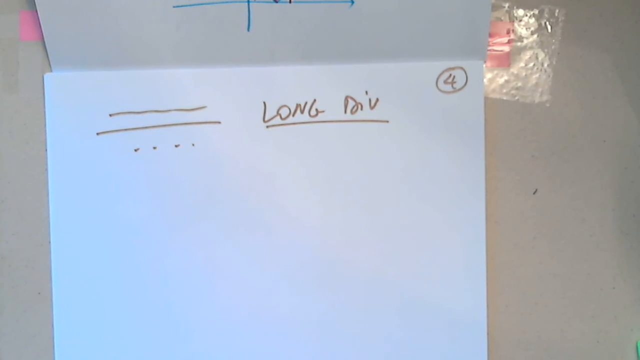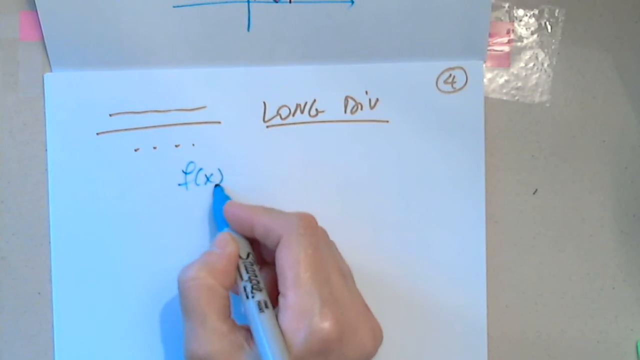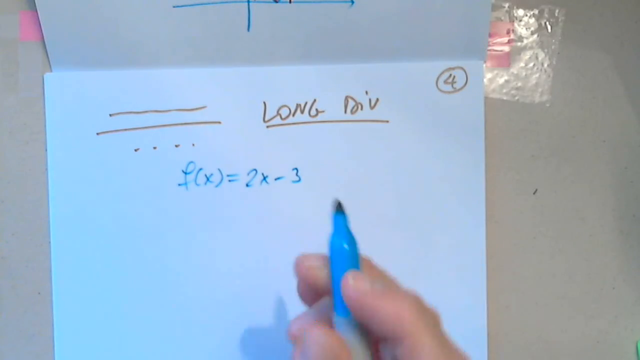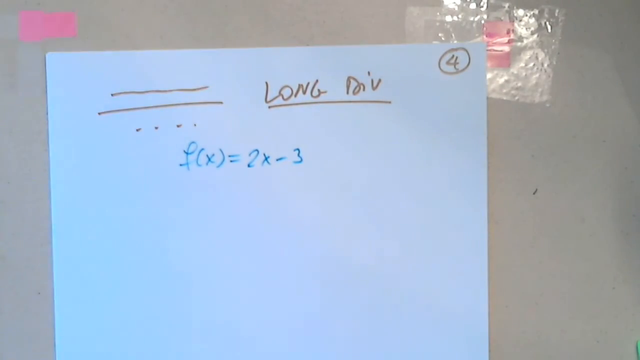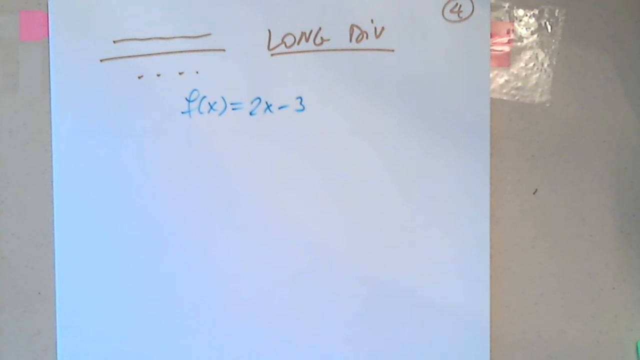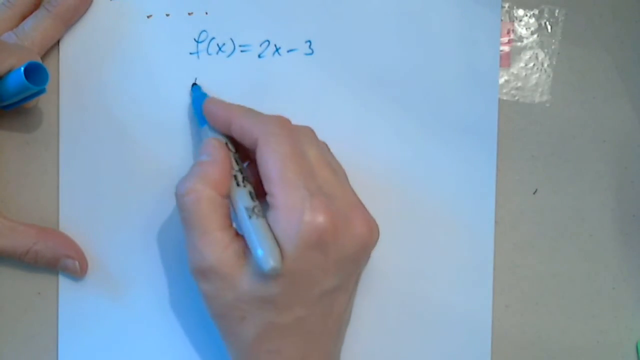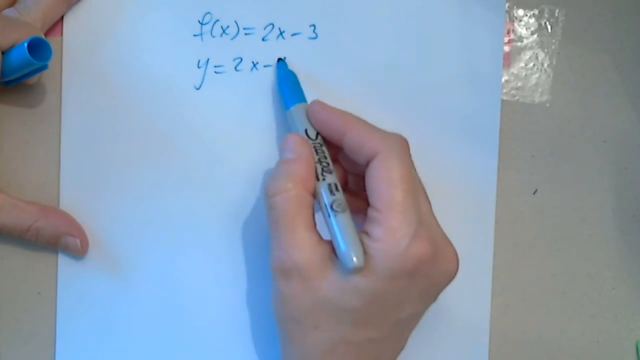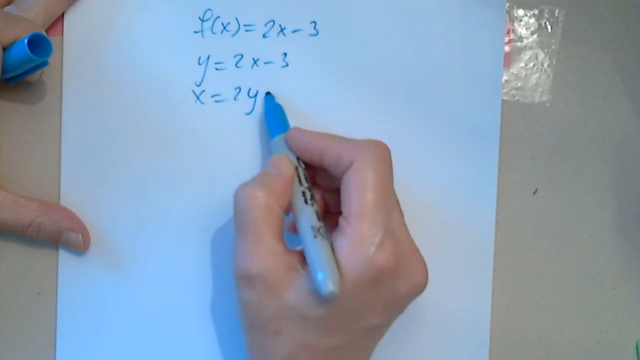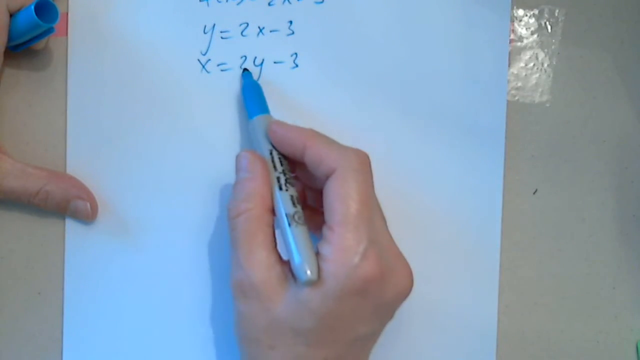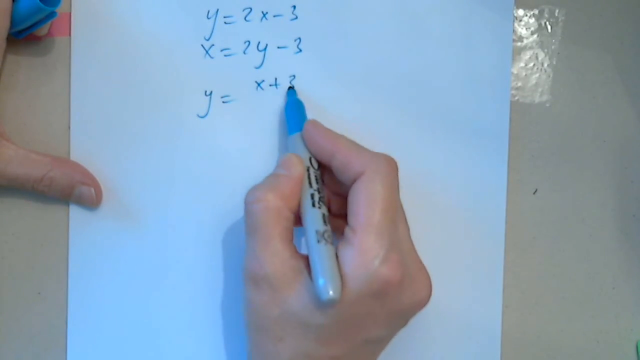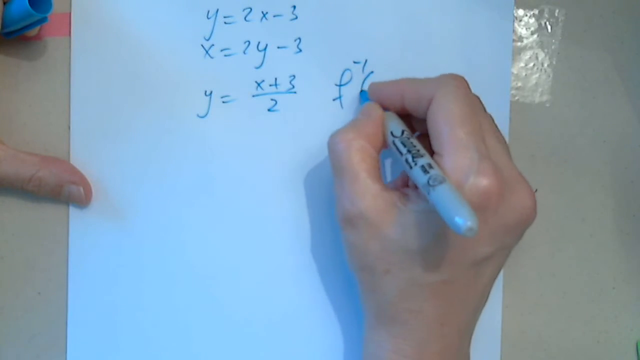How to find the inverse function? If I have f of x equals 2x minus 3, how do I find the inverse function? And how do I graph that? Replace the x with y? Yes. Now, first, this is y equals 2x minus 3. Then I have x equals 2y minus 3. I add 3 and divide by 2. So this is f inverse.